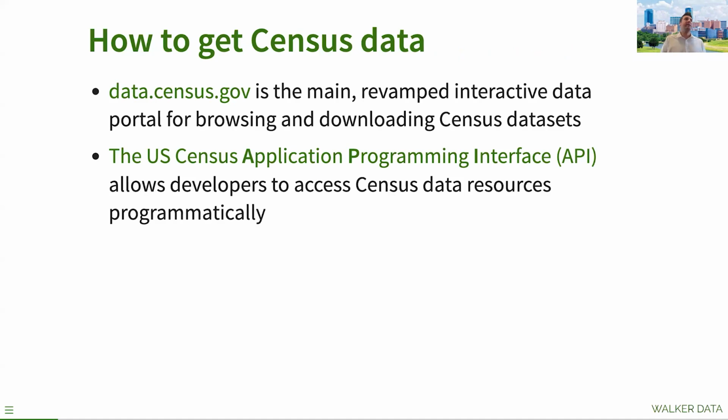So how do you get census data? The main data portal from the census is data.census.gov. I do find it to be quite good. What we're going to be focusing on today is something called the Census API, or Application Programming Interface. This allows developers to write code to access census data, and that can streamline your work significantly, as you don't have to spend time clicking through menus.